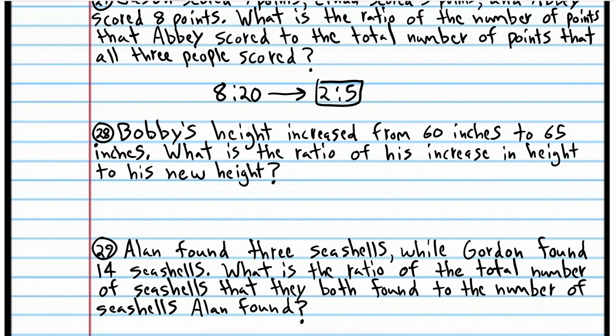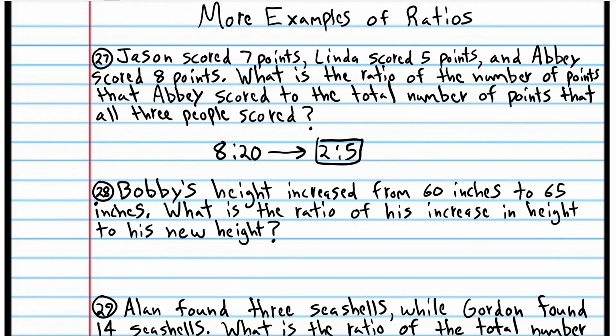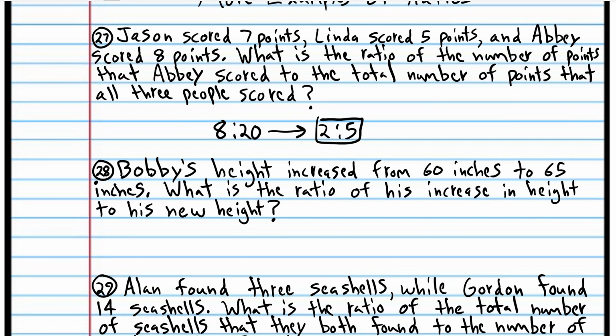All right, actually let's do 28 together. Bobby's height increased from 60 inches to 65 inches. What is the ratio of his increase in height to his new height? His new height, that's the easy part, comes second in the sentence, so we write the new height, which is 65. But the first number is going to be his increase in height. If he was 60 inches and now he's 65 inches, what is his increase? Well, obviously it's just 65 minus 60. So it would be 5 to 65.